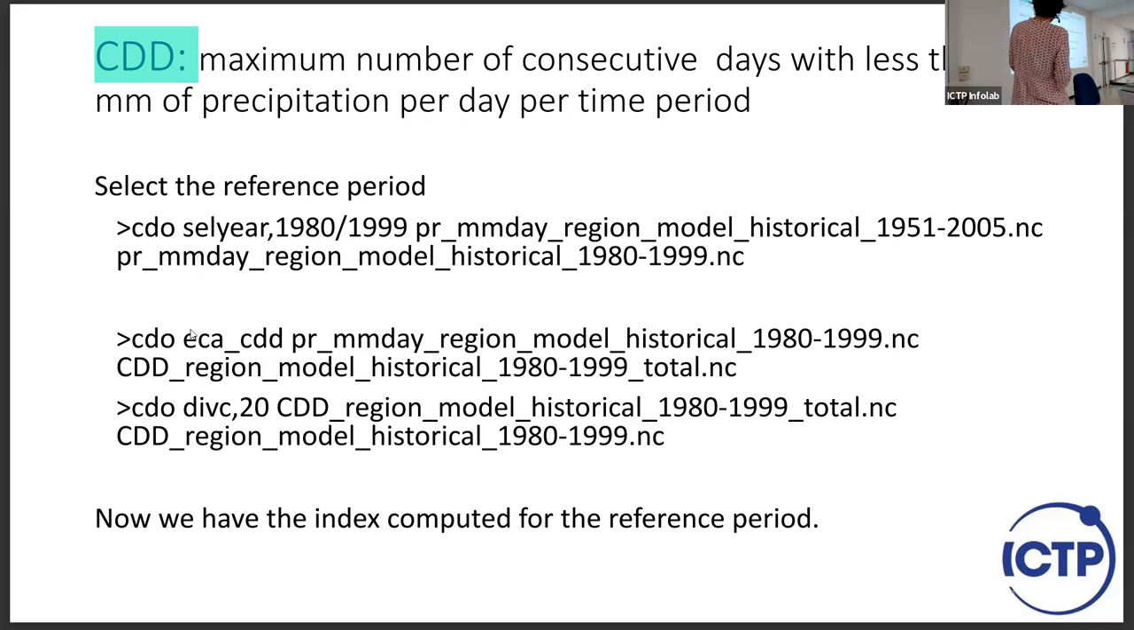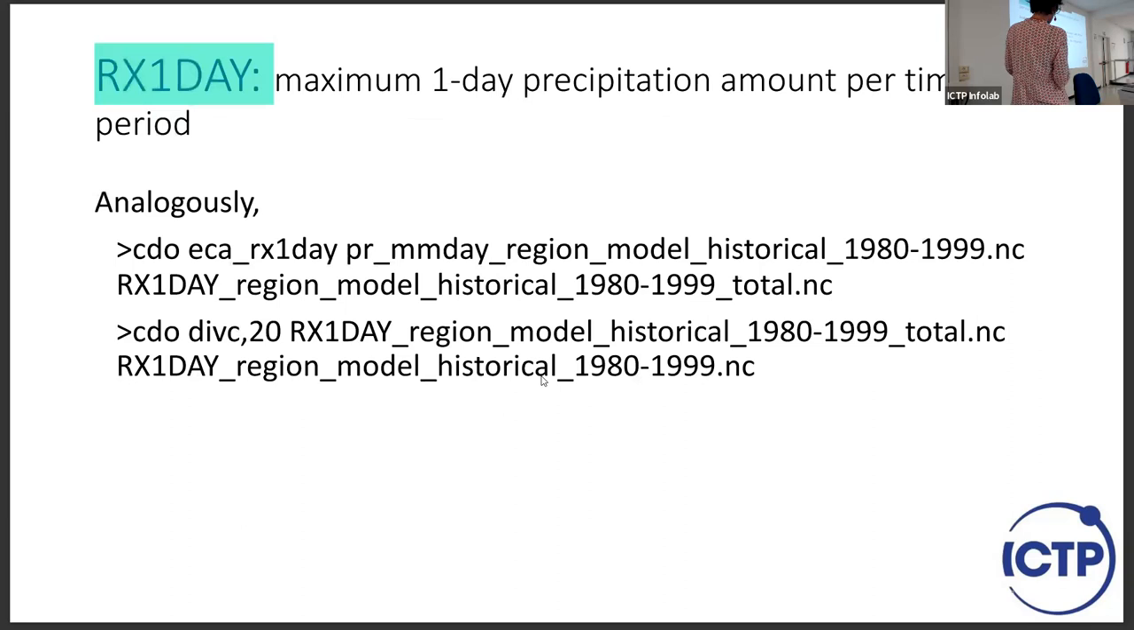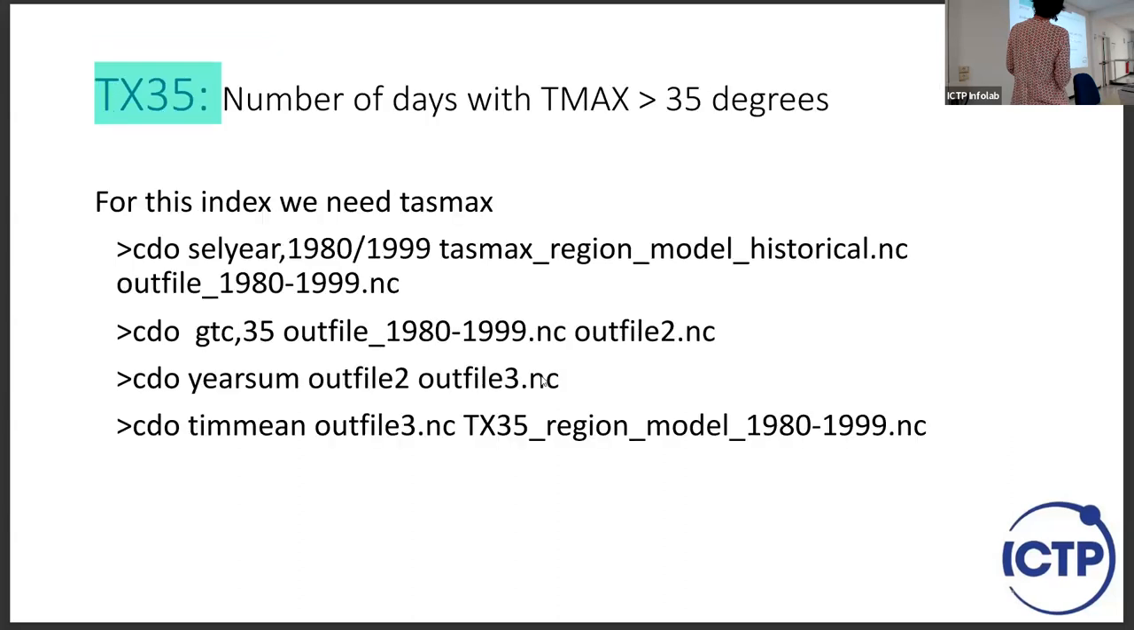But if you do just the CDD index with the whole time slice, you will get the maximum number of consecutive dry days for that time slice. So you don't need to divide by 20. The same applies to the other one. This one is not, this one is okay.